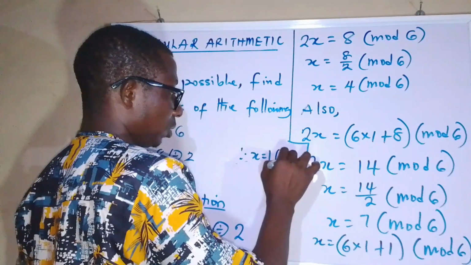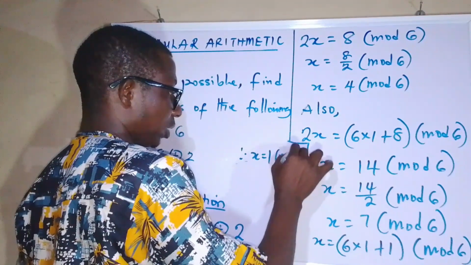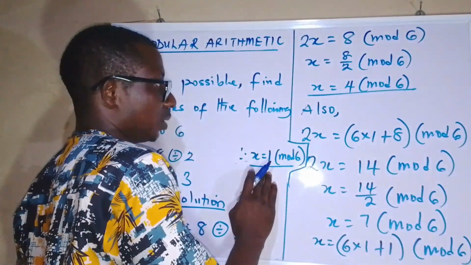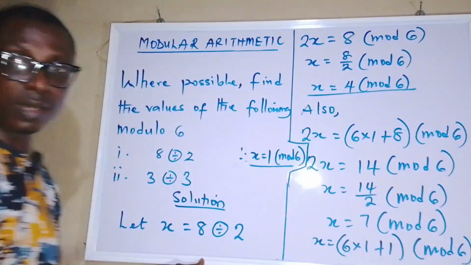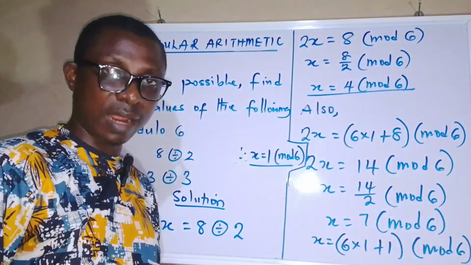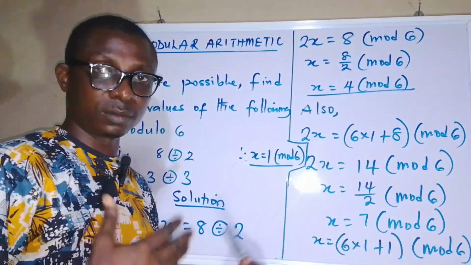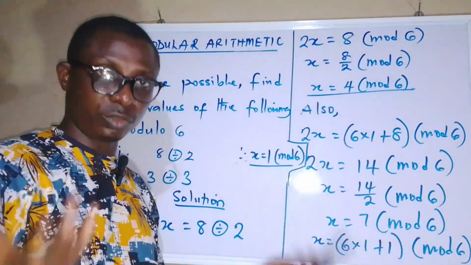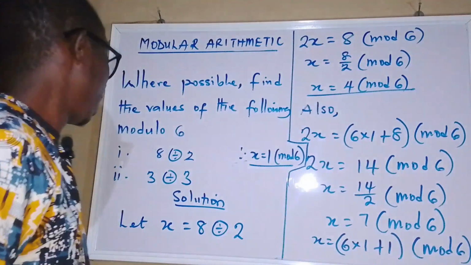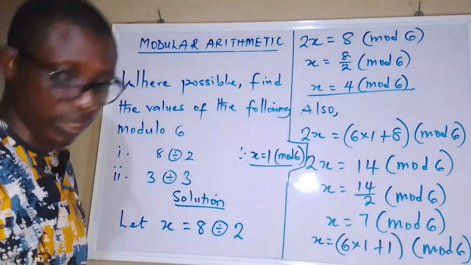mod 6. So these are the two answers, the first one and the second one. When you are dividing, you should have it at the back of your mind that you may have one or two results.